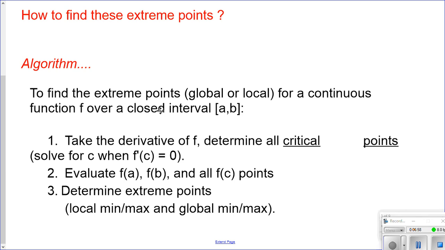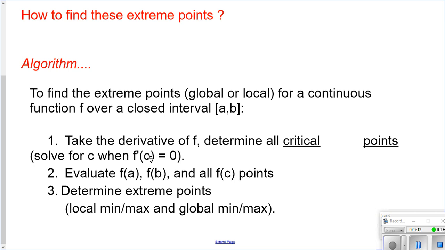To find an extreme point, either global or local, for a continuous function over a closed interval, take the derivative of f and determine the critical points. And that's when you take the derivative and you set it equal to 0. Now you might have a couple of values here, these turning points.